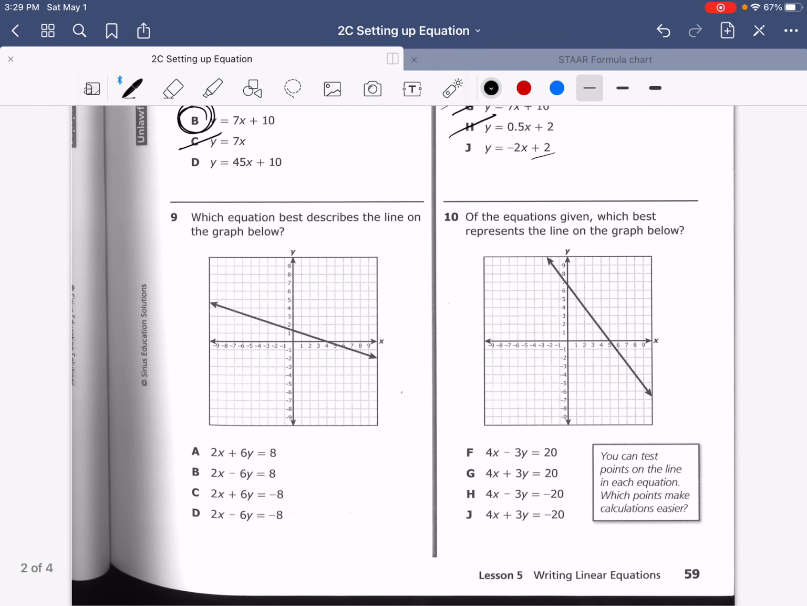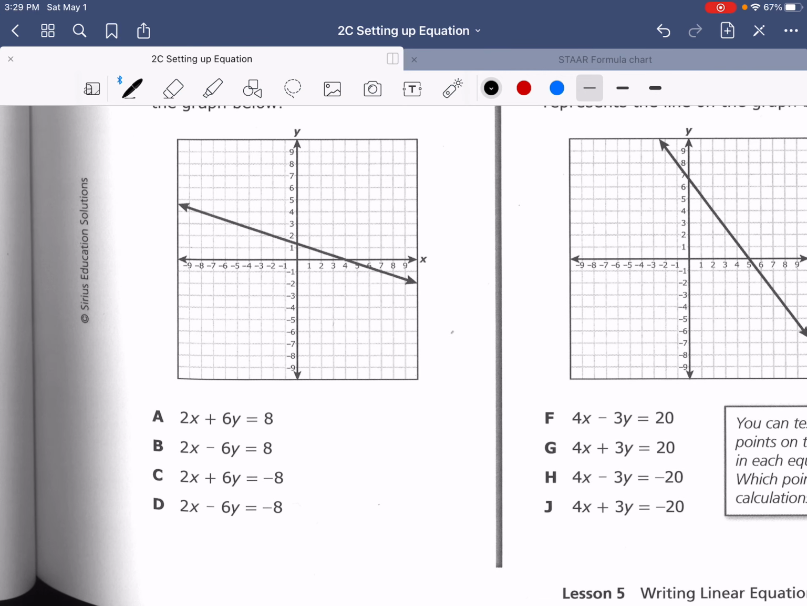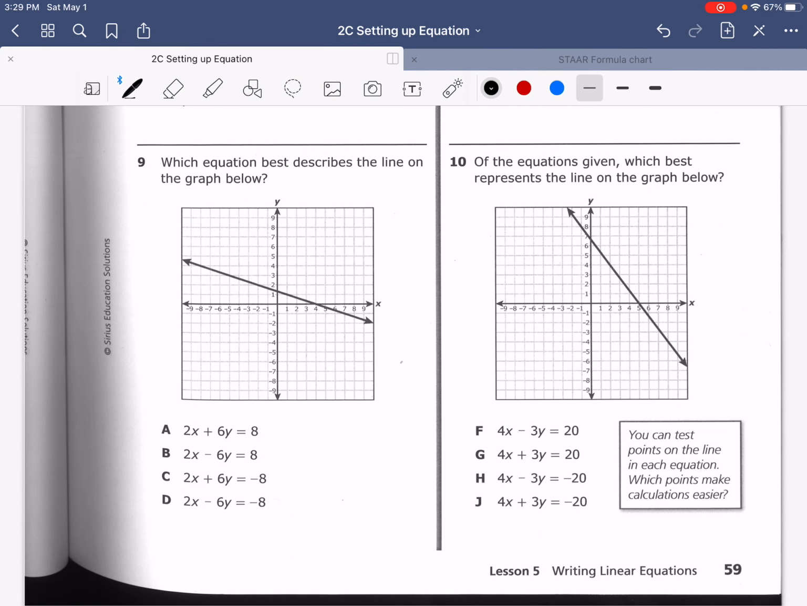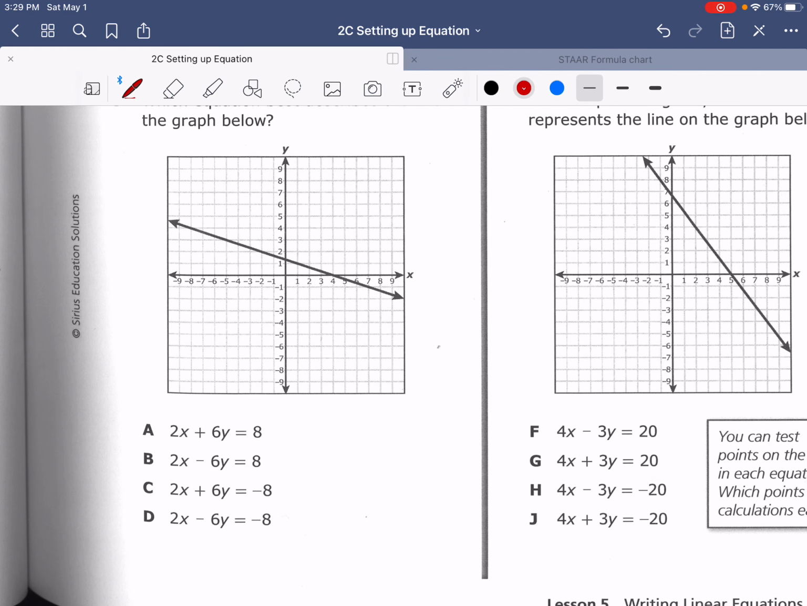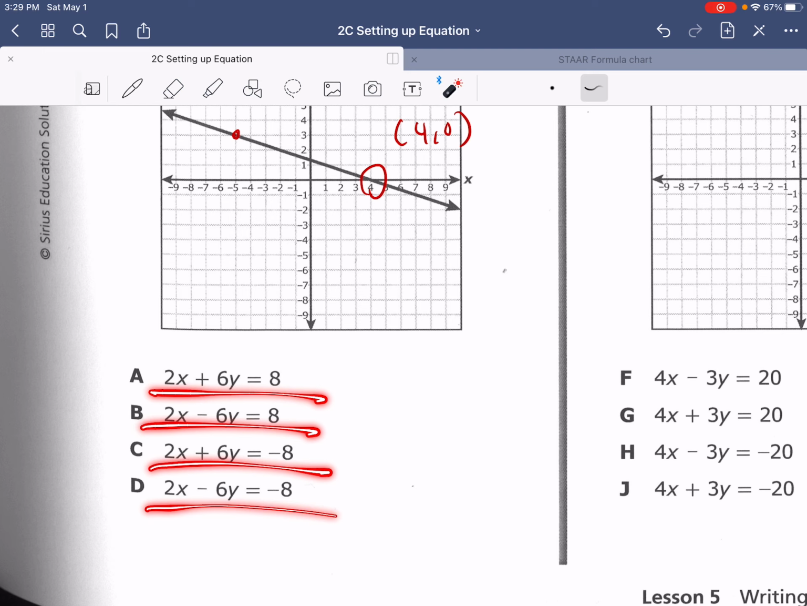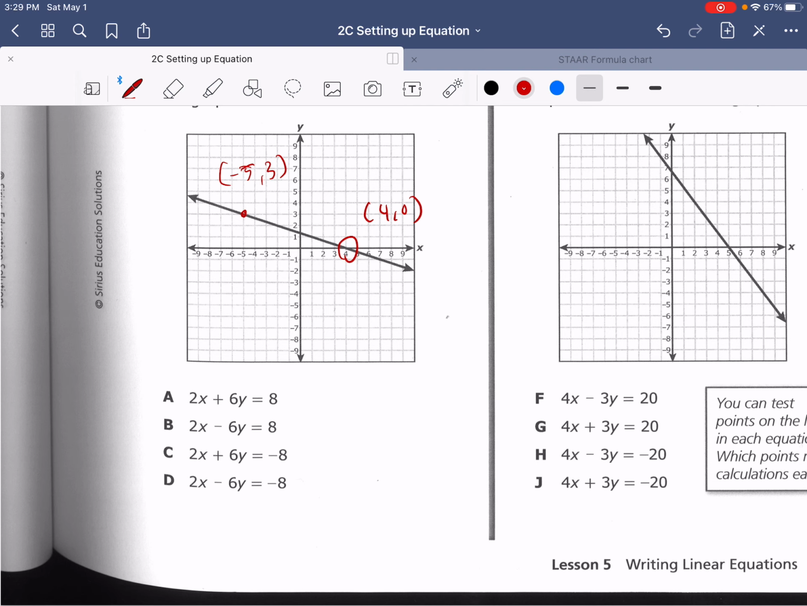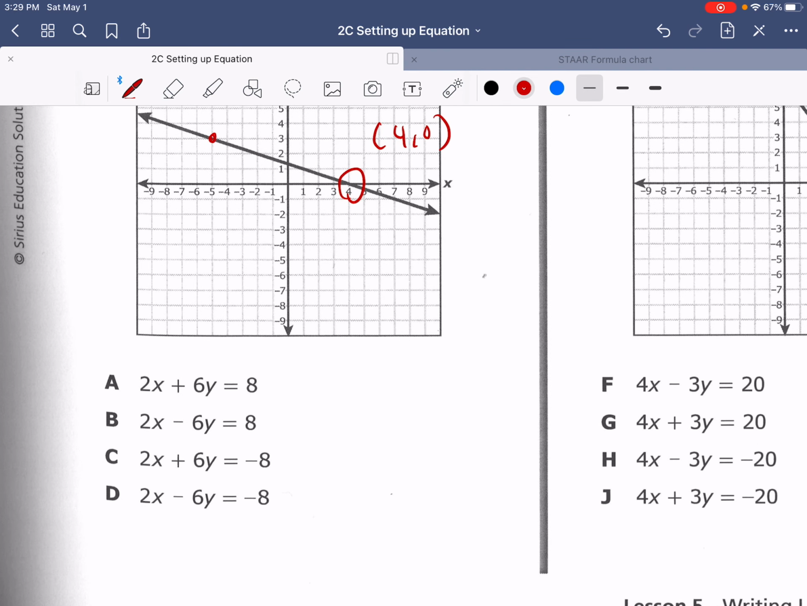Right, question number 9. Which one best describes the line below? Now, the thing is, we have this graph. So what you have to know is this one has what? An x-intercept of (4, 0). The y-intercept, we are not really sure, but we have (-5, 3), right? So you can find the slope and solve for y, but the problem is everything is in standard form. So I'm sorry to say it, but you have to solve for y for every single one of them.